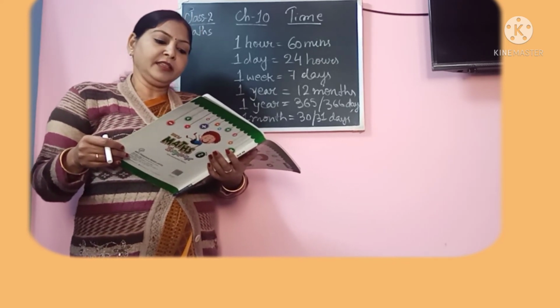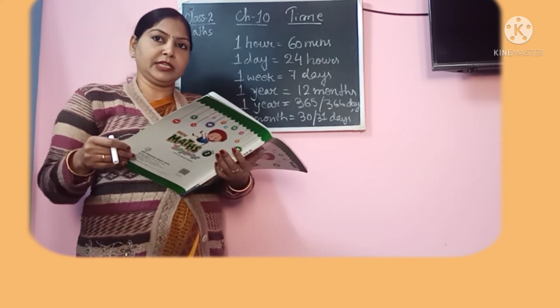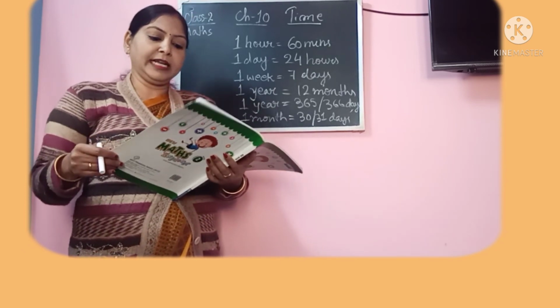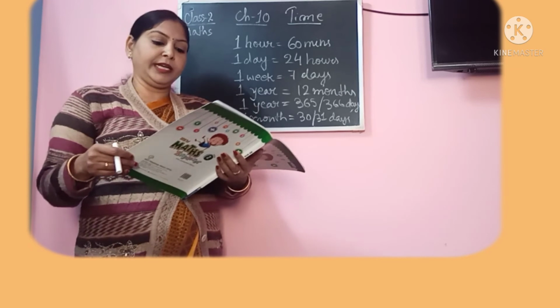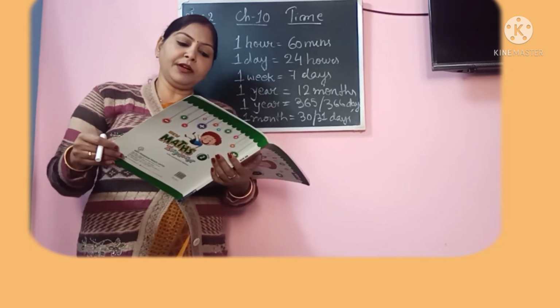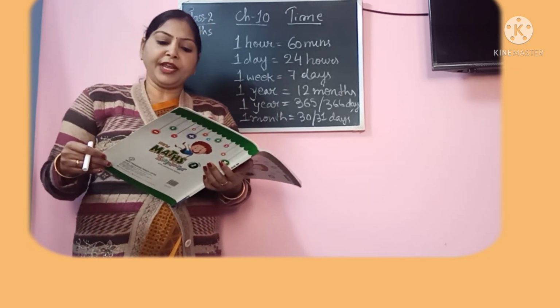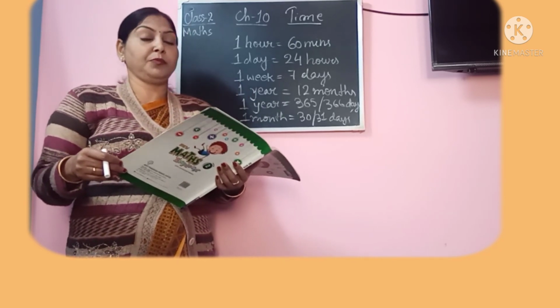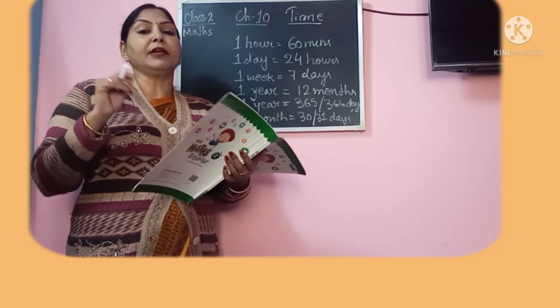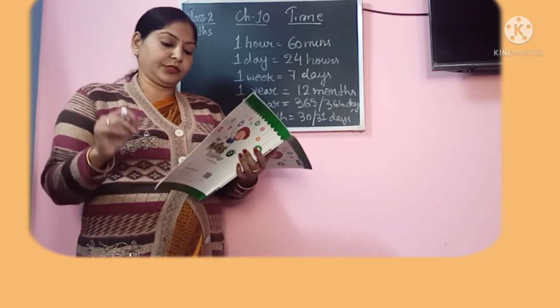Next, the 10th month of the year. Which is the 10th month of the year? October. Dash has 29 days in a leap year. February has 29 days in a leap year. A leap year comes after every dash years. Now leap year comes after every 4 years. Please note it down. A leap year comes after every 4 years.